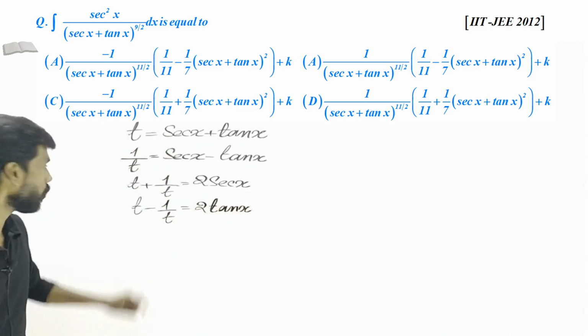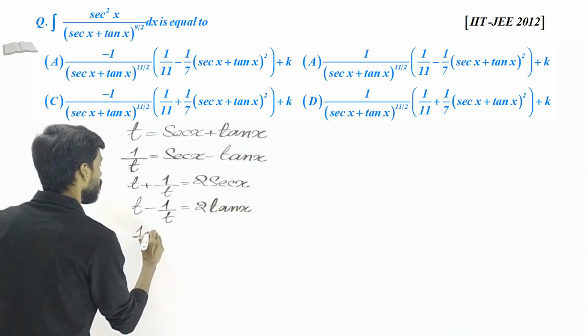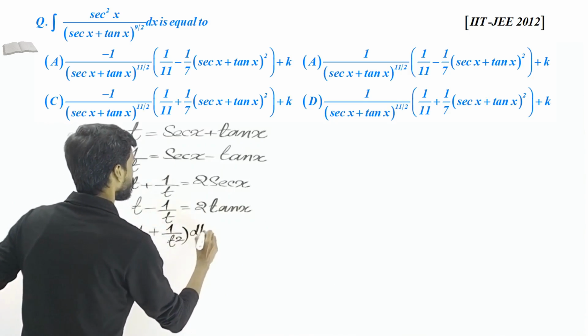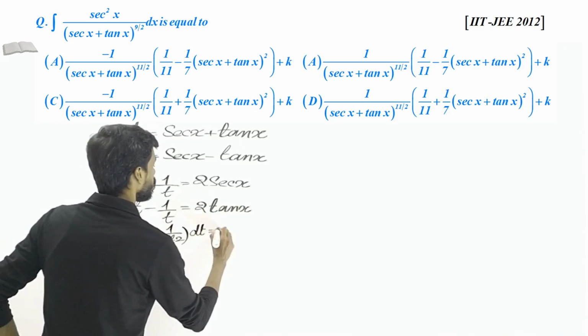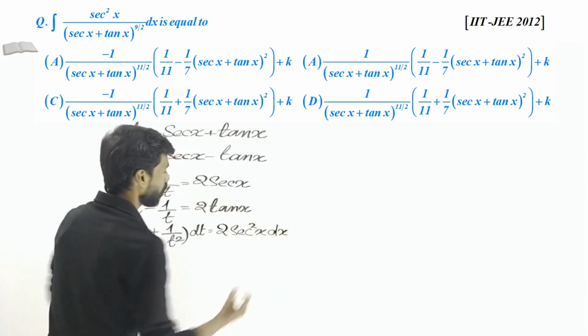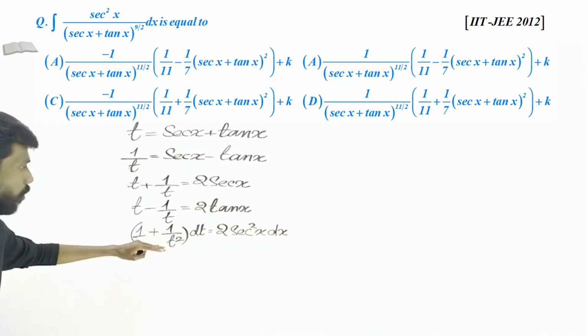Now we just take the derivative of this. What is the derivative? 1 plus 1 by t square, dt, equals 2 secant square x dx. So this is what is there in the numerator, right? Secant square x dx. That can be substituted with this expression.